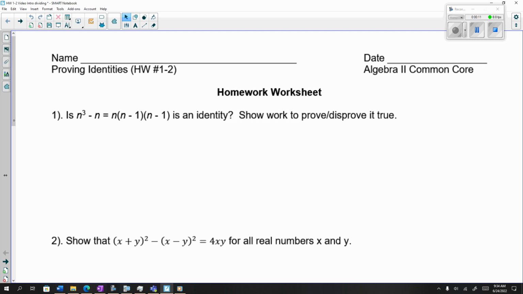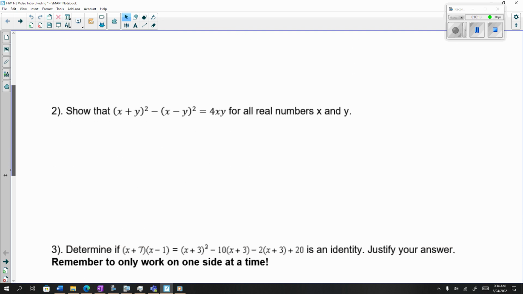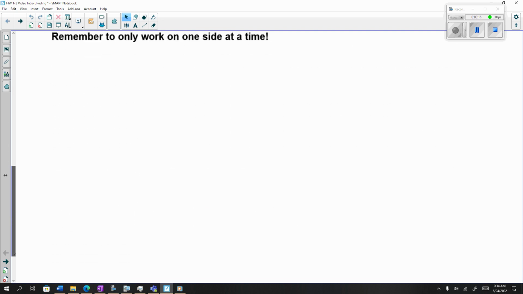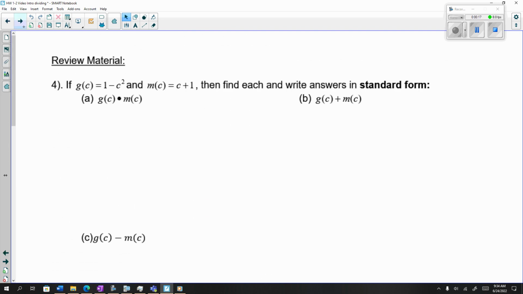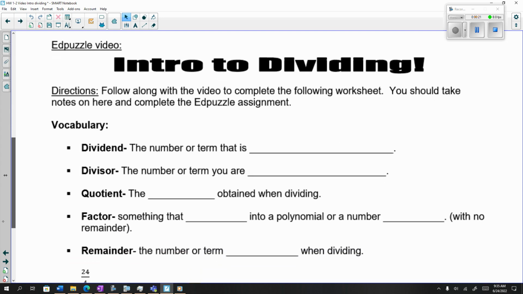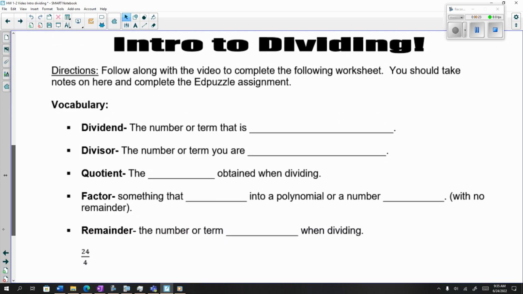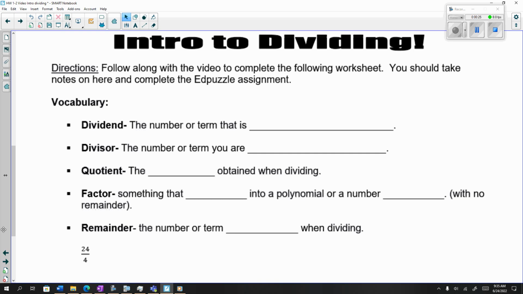So if you scroll down or go to your paper to the second page of your homework, it's going to say after the review material, Intro to Dividing. So let's talk about it. You guys know how to divide from back in the day. Here's some vocabulary associated with dividing.